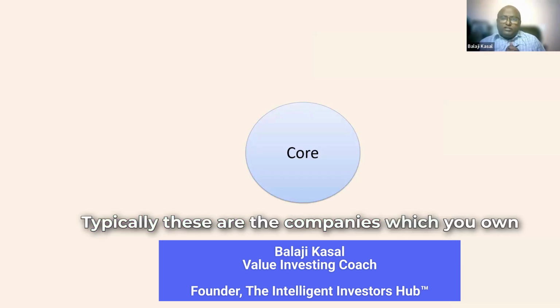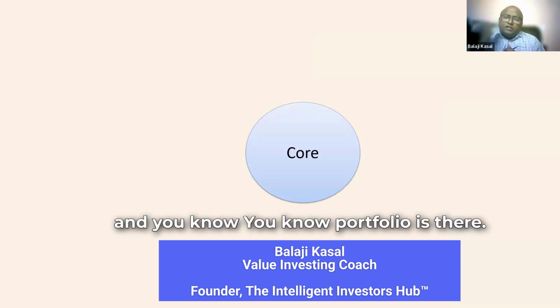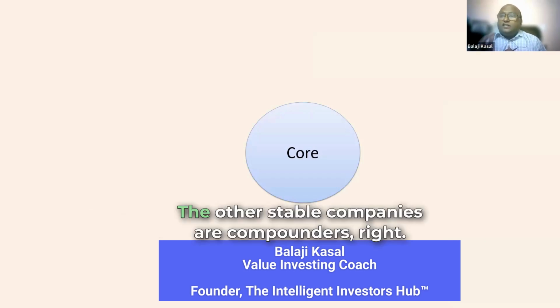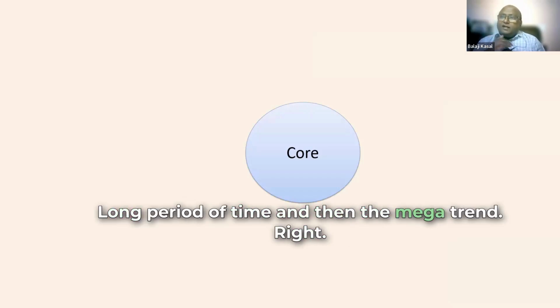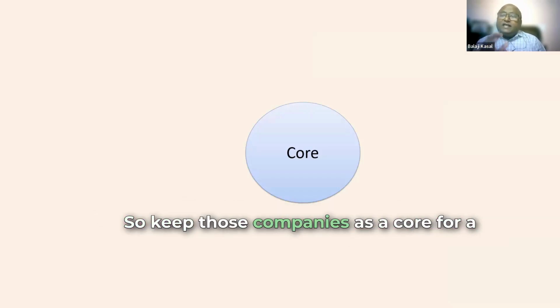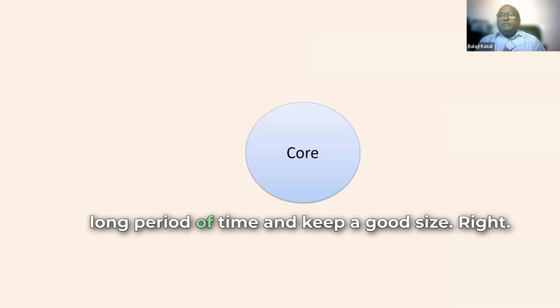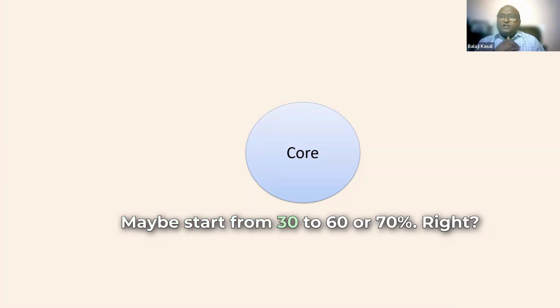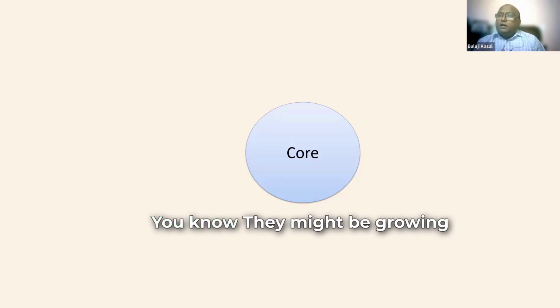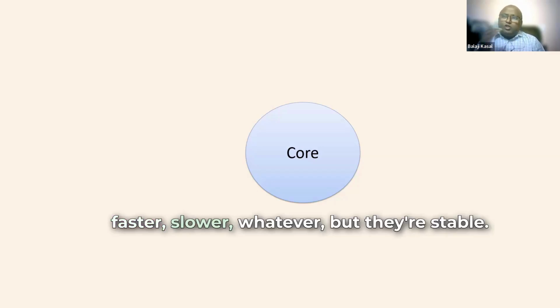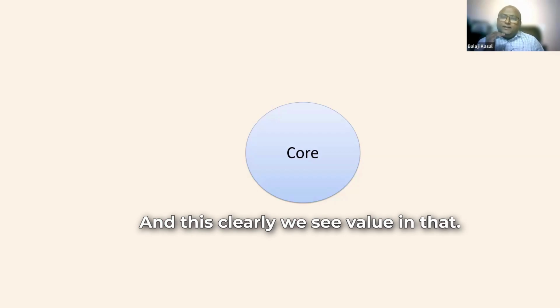Typically, these are the companies which you own in your portfolio. They are the stable companies, the compounders, over a long period of time, and then a mega trend, right? Therefore, keep those companies as a core for a long period of time and keep a good size, maybe starting from 30% to 60 or 70%, right? That is your core portfolio where it should be focusing, and they might be growing faster, slower, whatever, but they're stable, and clearly we see value in that.